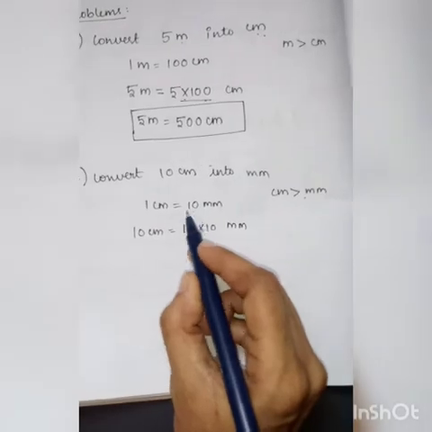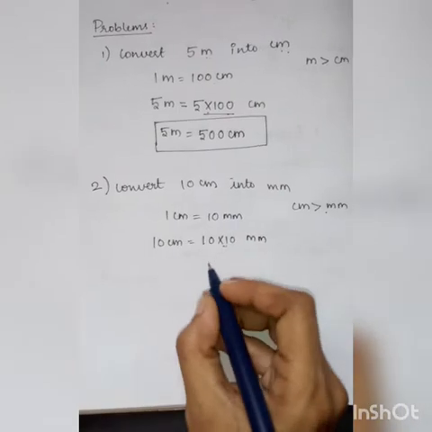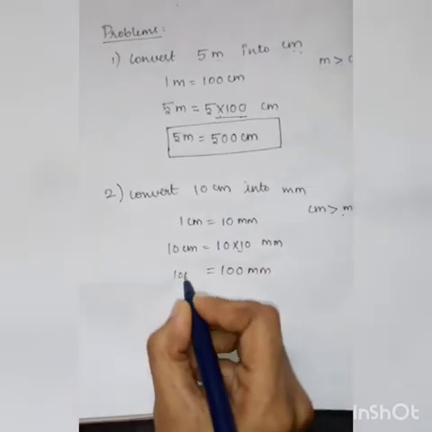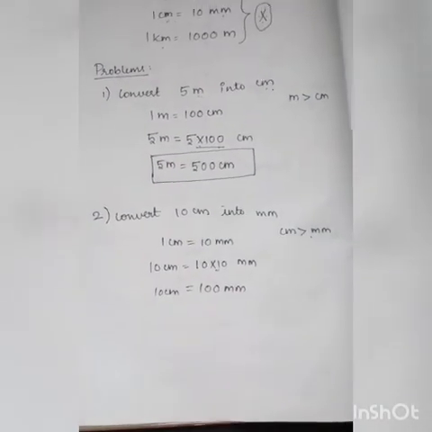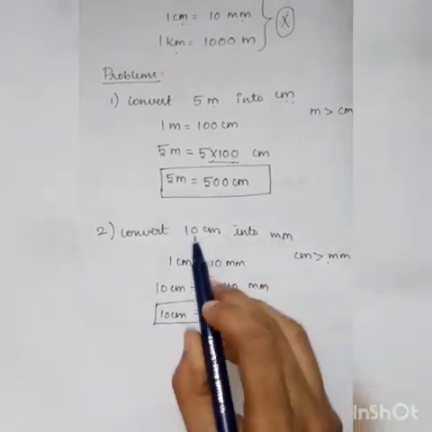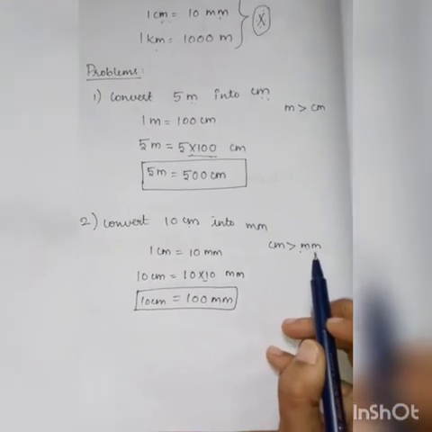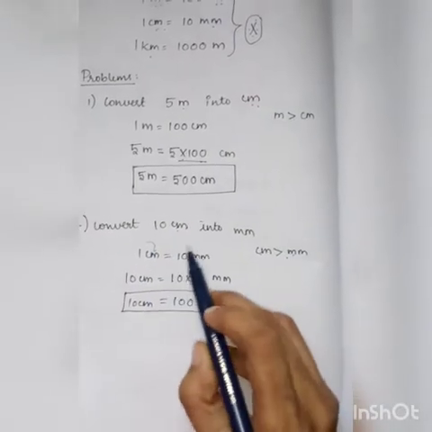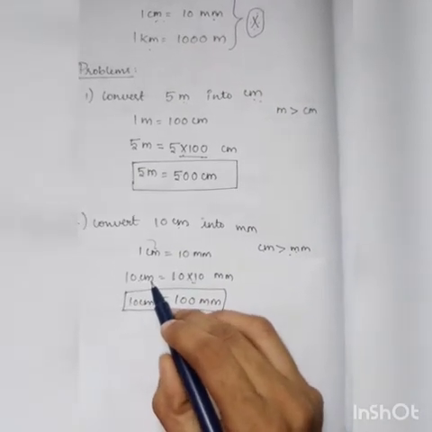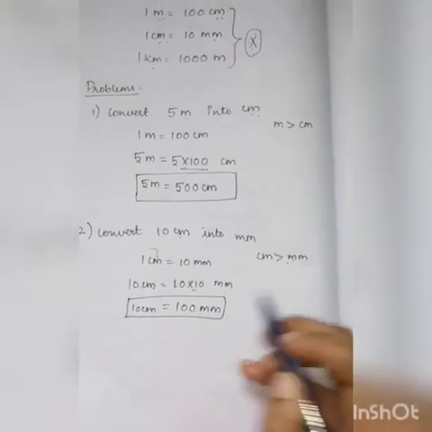Here 10 is there, so multiply by 10. When 100 is there, multiply by 100. So 10 into 10 is 100 millimeter. Understood? So we are going to convert from centimeter to millimeter. Obviously centimeter is greater than millimeter, so bigger to smaller, you will multiply. The formula is 1 centimeter is equal to 10 millimeter. So 10 centimeter is equal to 10 into 10, 100 millimeter.